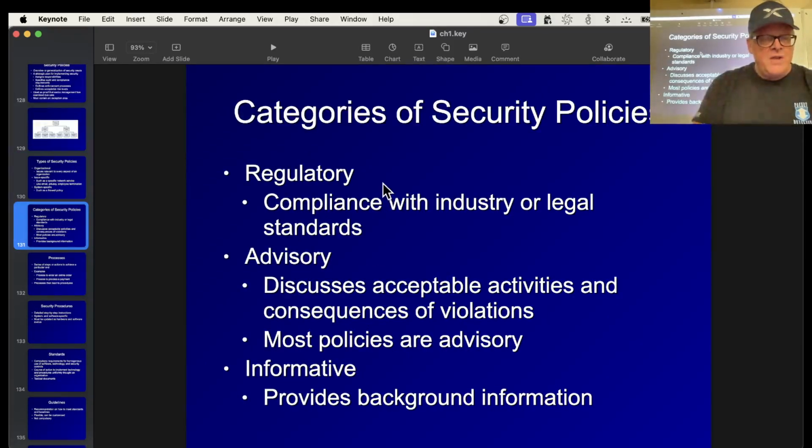There's regulatory policies, which are compliance with industry or legal standards. You must obey them or there will be fines or punishments. Advisory policies are recommendations, and that's what most policies are, not absolutely enforced. And then there's informative policies, just to provide useful information.